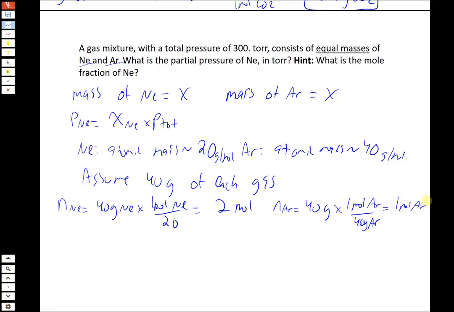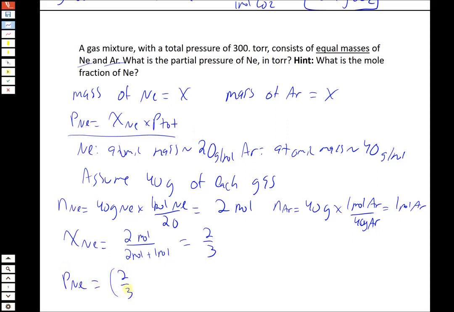So then we can easily find the mole fraction of neon. Whatever masses you chose, or if you'd done it algebraically with just x, you would have gotten this as well. The mole fraction of neon is 2 moles, the moles of neon, divided by the sum of the two, which is 2 moles of neon plus 1 mole of argon. 2 over 3 is the mole fraction of neon. And then we're going to use this equation to find the partial pressure of neon. So the partial pressure of neon is the mole fraction, 2/3, times the total pressure, which is 300 torr, which comes out to 200 torr.